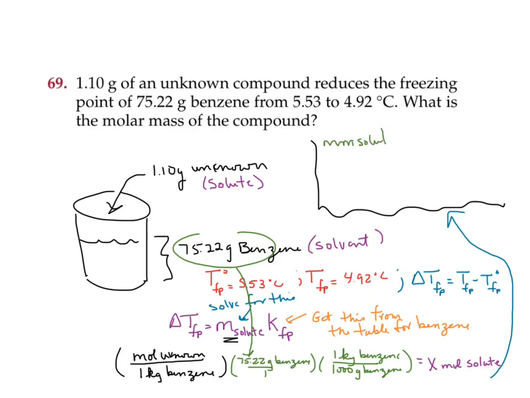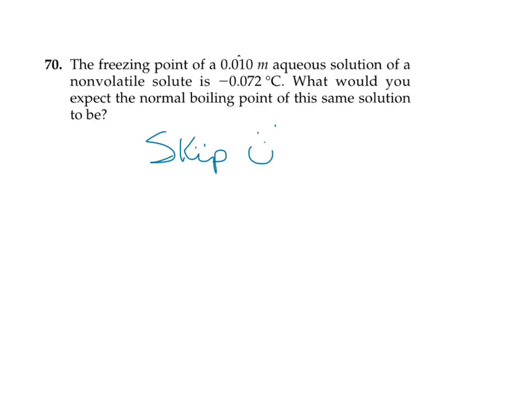And then last but not least, molar mass is grams per mole. So basically you're going to take those grams and divide it by these moles to get the molar mass. That's it. Skip this one.